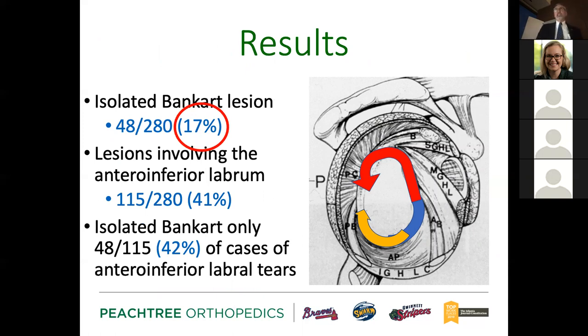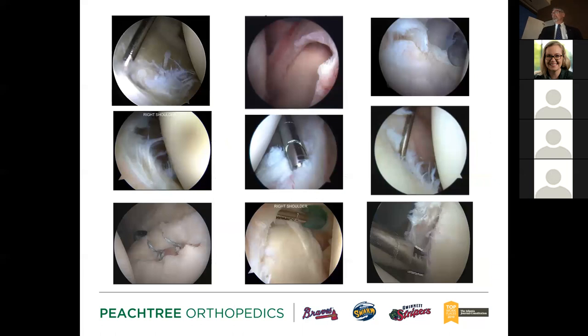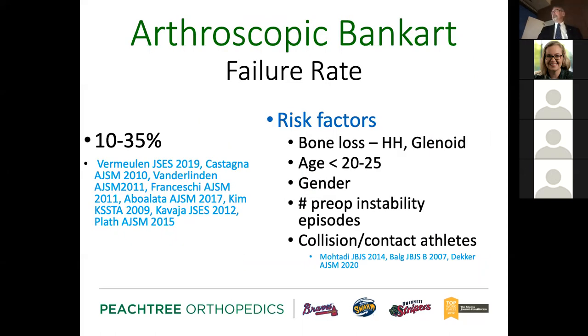So in most cases, you've got to keep looking once you see the Bankart lesion, because usually that tear extends somewhere else. And if you don't address that completely, you're going to be in trouble. And so here's just the variety of the labral tears that we saw in that study. You can see that you have every type of pattern you could imagine.